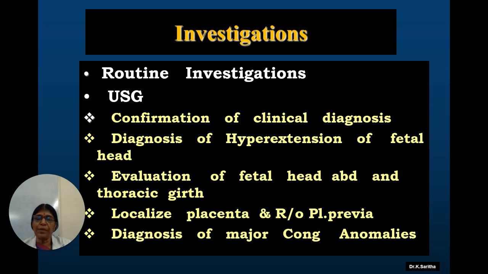This mandates that we give the cesarean section, because with a hyperextended fetal head, it is very difficult to deliver a live fetus vaginally. Again, you can evaluate the fetal head and the thoracic girth, localize the placenta, and in case it is a placenta previa, again that goes for a cesarean section, and you can diagnose major congenital anomalies. That is the reason why even with a woman in labor, for diagnosing a hyperextension and also to rule out congenital anomaly, because there is usually breech present with the congenital anomaly.